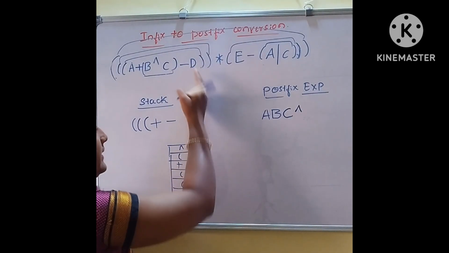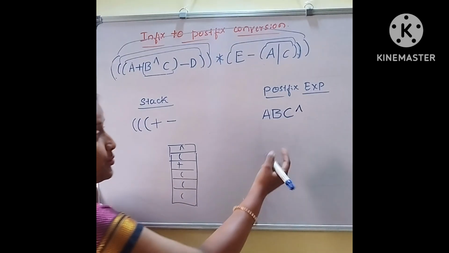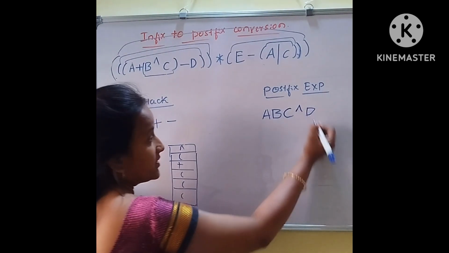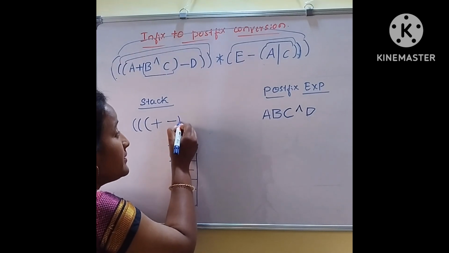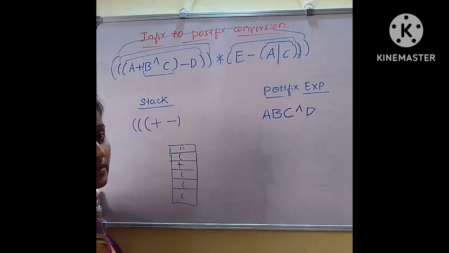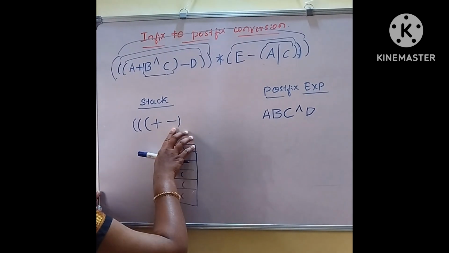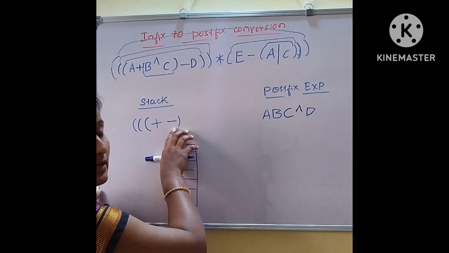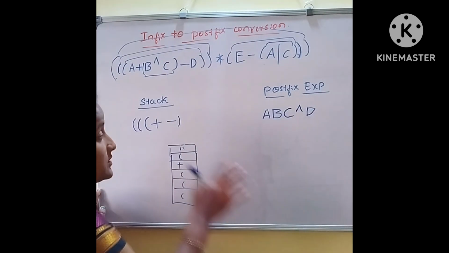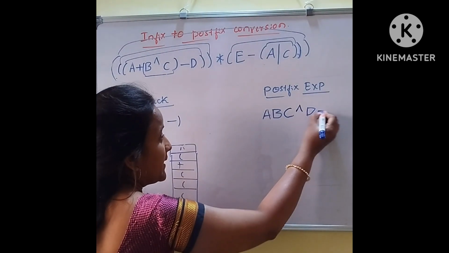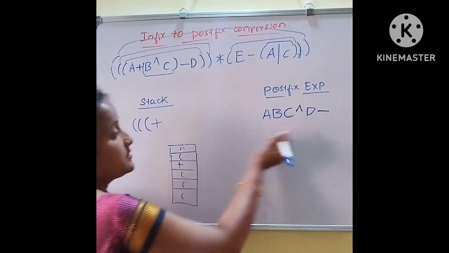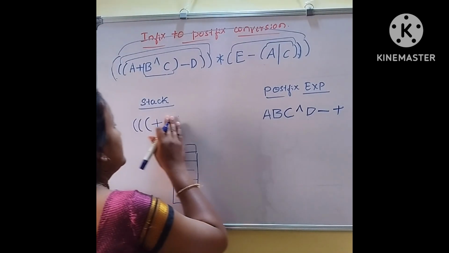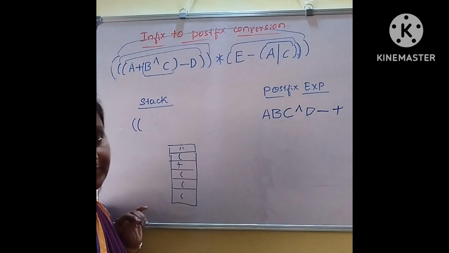Next is what? D. D is an operand. We have to push it into the what? Postfix expression. Write it here, D. Okay. Next I'm getting what? Closing brace. Here, see here I'm getting a closing brace, and the topmost element is minus. You just pop out the element and push it into the postfix expression, which is the topmost element, minus, erase it. Okay, which is the next topmost, that is plus, erase this one and done.